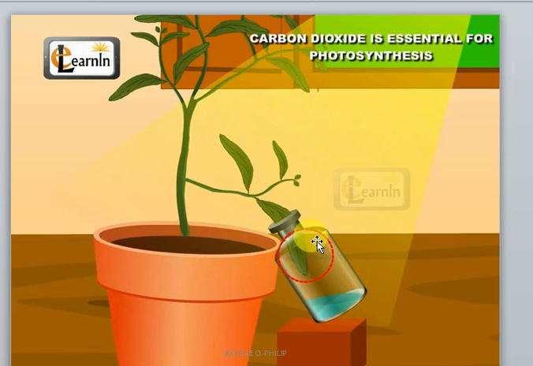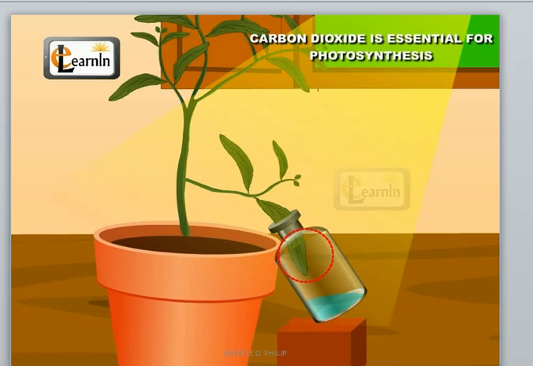After some minutes, we'll cut this very leaf and subject it to a starch test. After doing the whole experiment, this one is meant to turn blue black and this one will not turn blue black, because carbon dioxide has been taken from it, so photosynthesis couldn't take place.